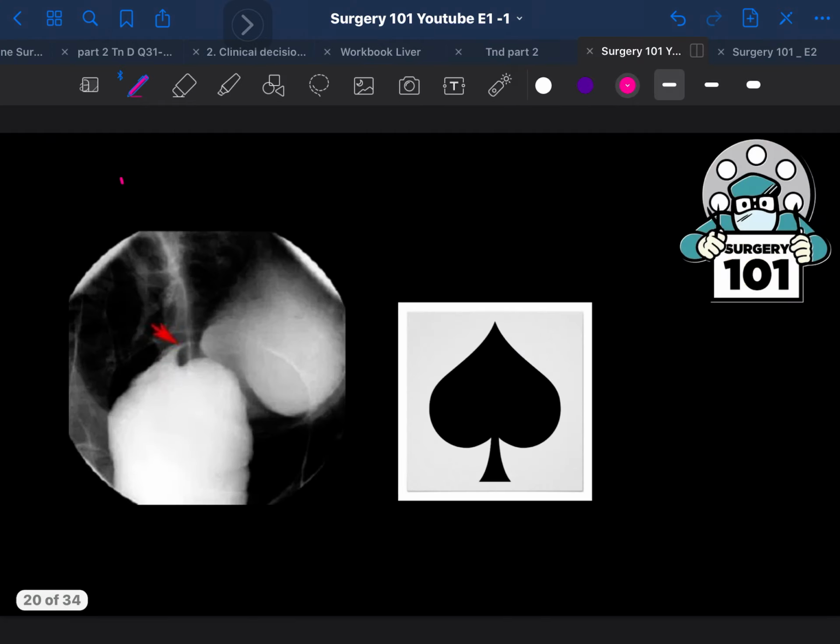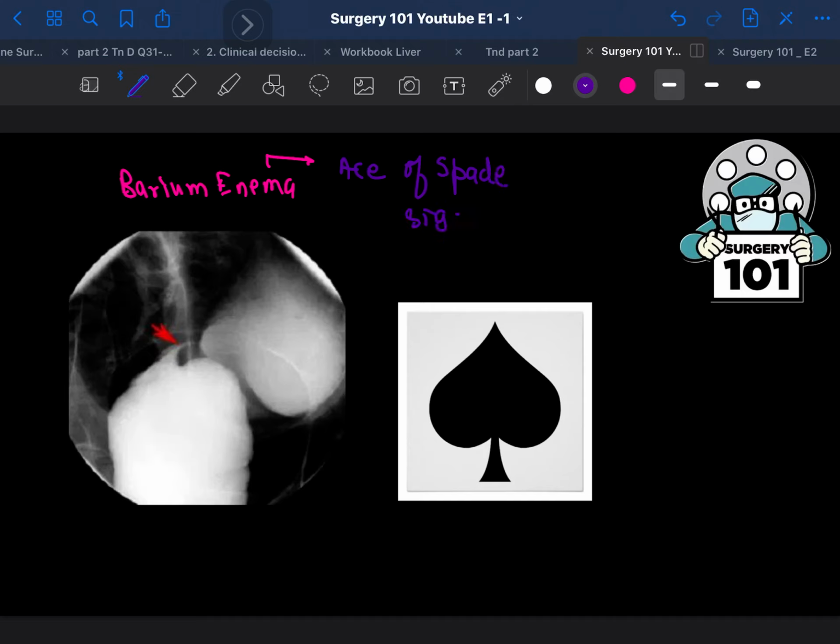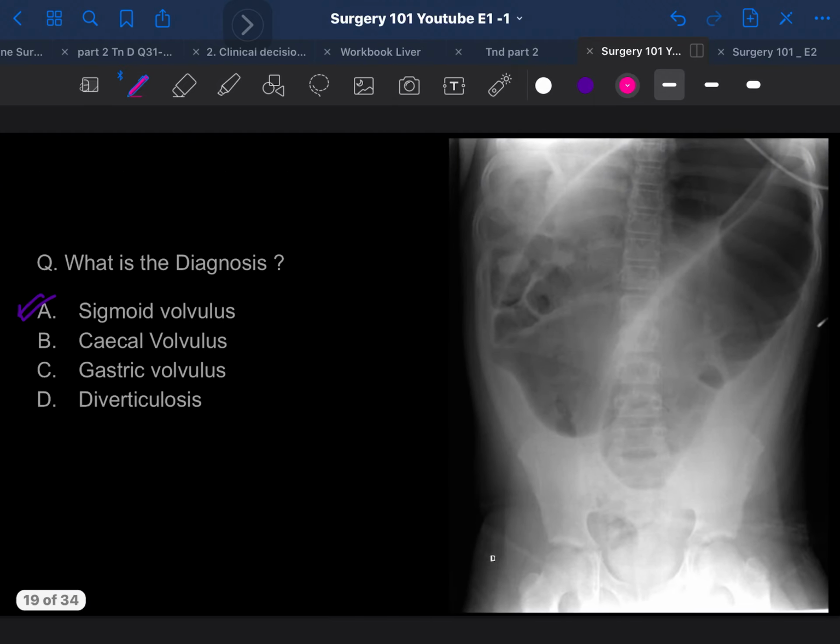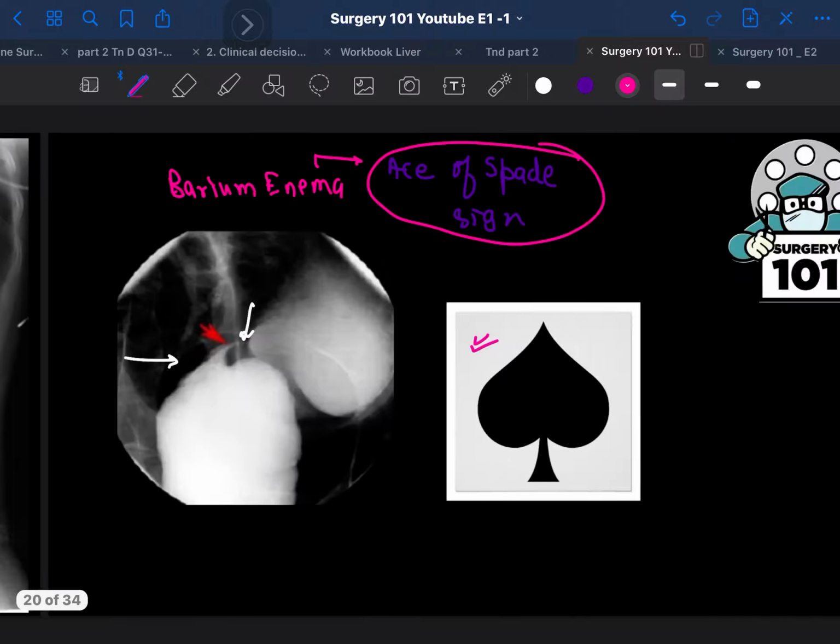Now, if you perform a barium enema in this, you will get something which is called an ace of spades sign. And this is your ace of spade sign which you are getting over here. Are you able to understand this point? So this is an ace of spade, and this is what is again prompting you that this is a patient who is having a sigmoid volvulus.